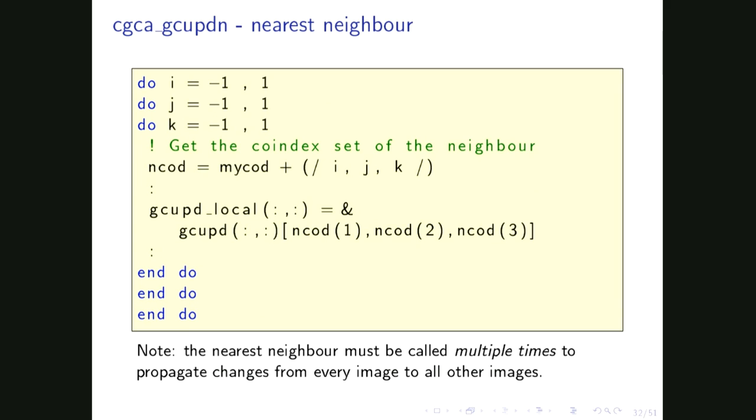One thing that we thought could solve this problem was the implementation of a nearest neighbor algorithm. In this algorithm, each coarray image only reads data from its immediate neighbors. This routine was called GCAPPDN, and to make sure that the physics works right and the changes propagate from every image, we need to call this subroutine several times.